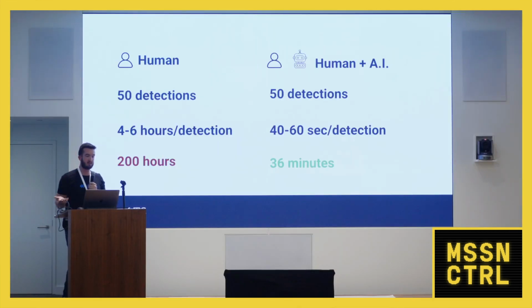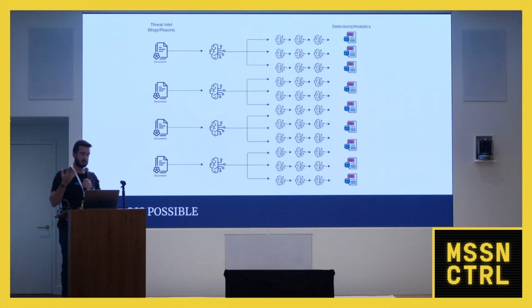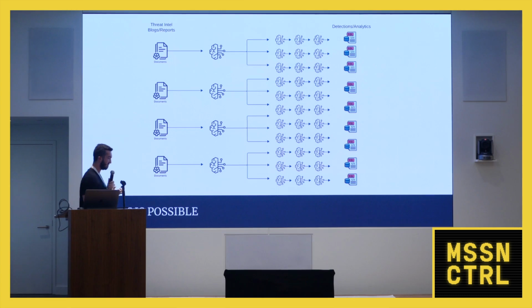Okay, so for example, let's just say we want to write 50 detections. It's going to take us 200 hours. Now, using humans with LLMs, we can shave this down to 36 minutes, right? And this is great because it's not perfect, but hey, that saves me 80% of my time. That's 80% extra free time for my team, right? This is great.